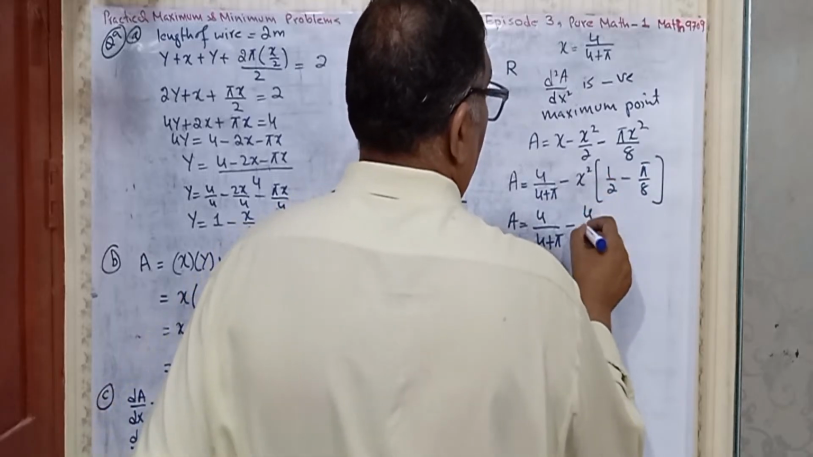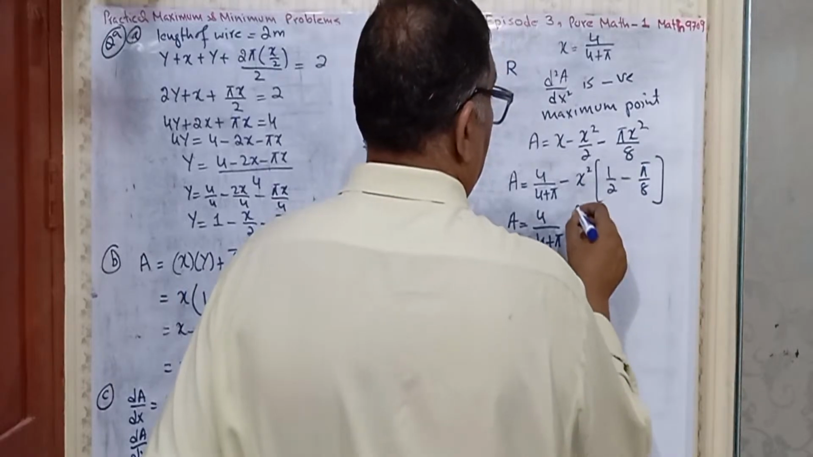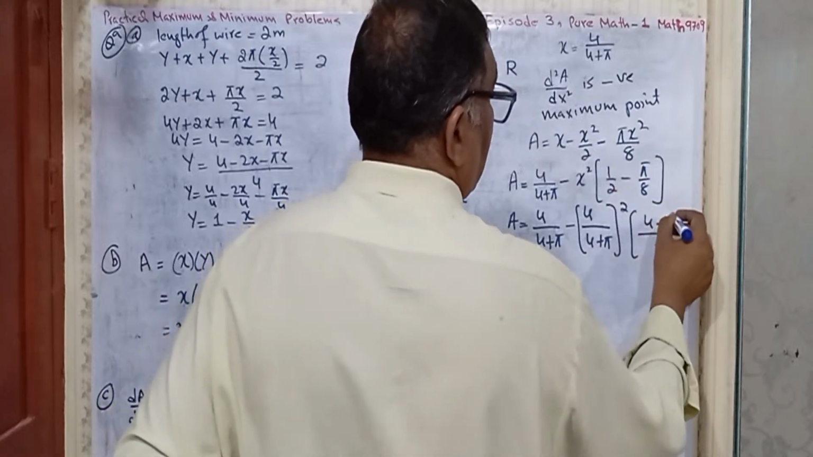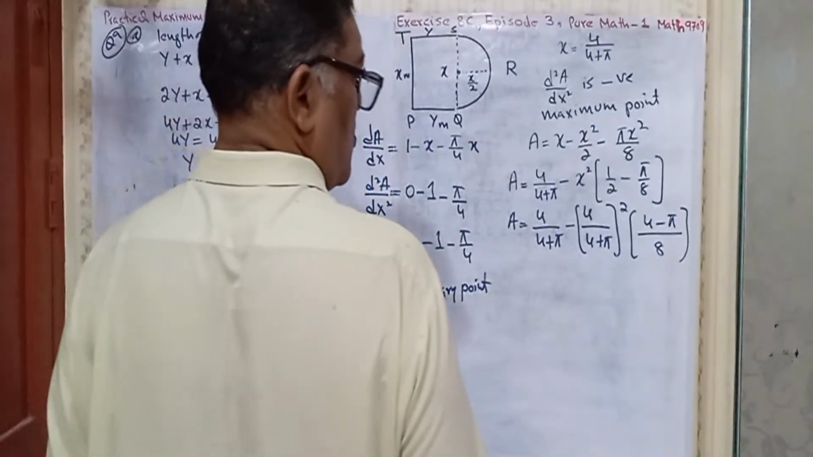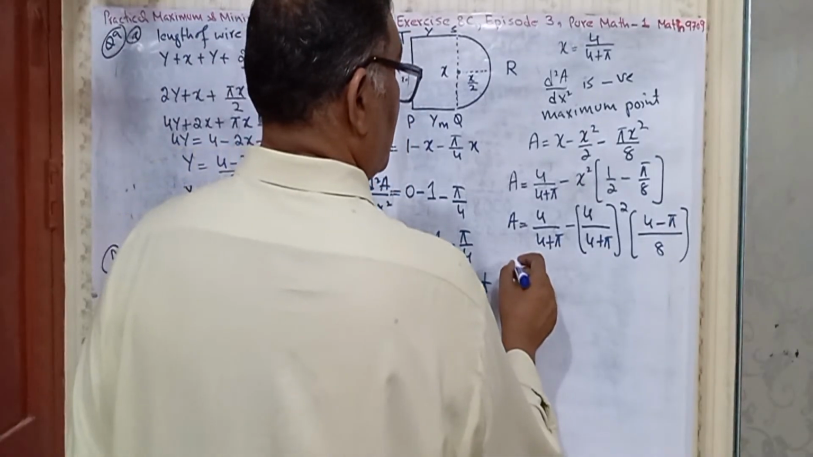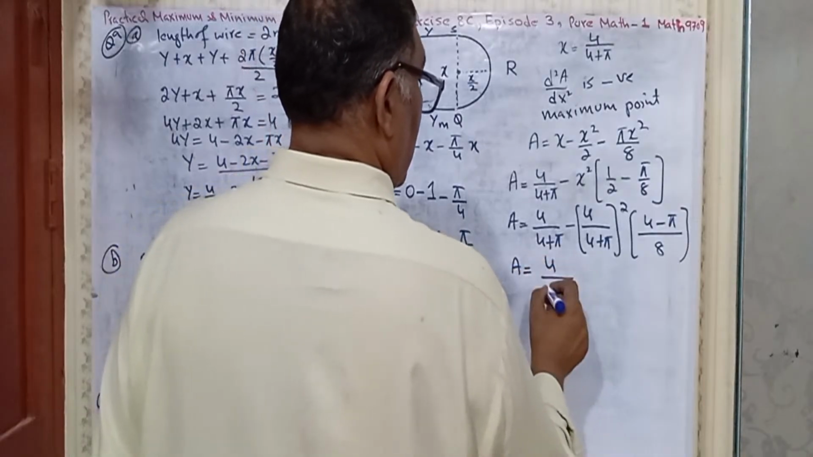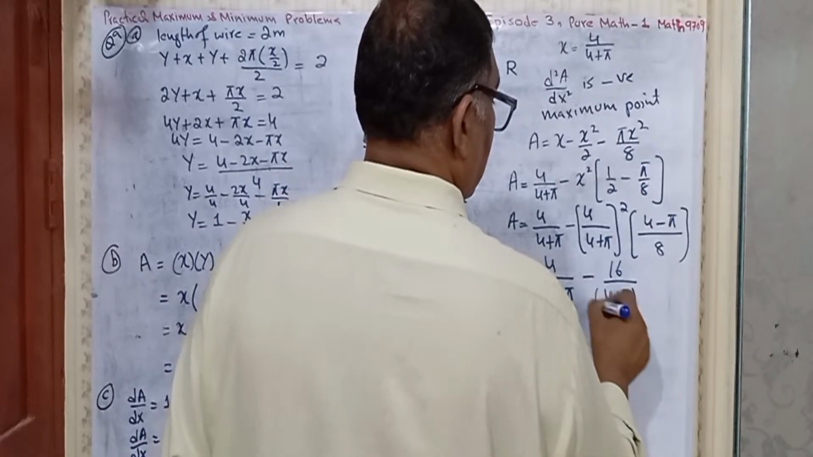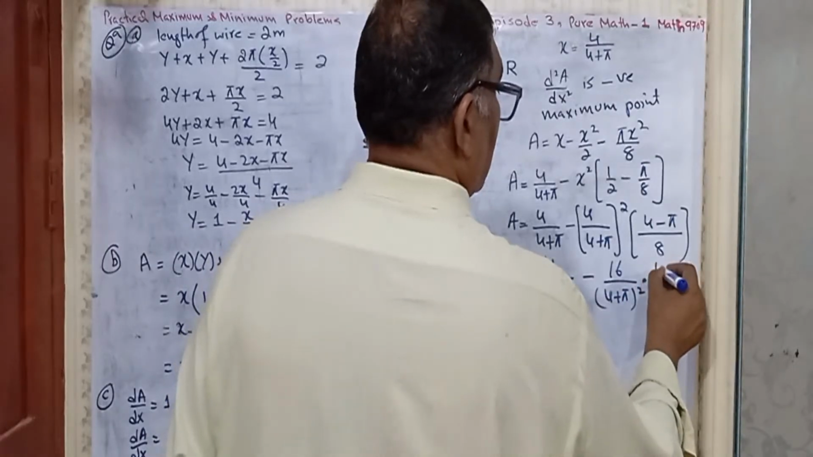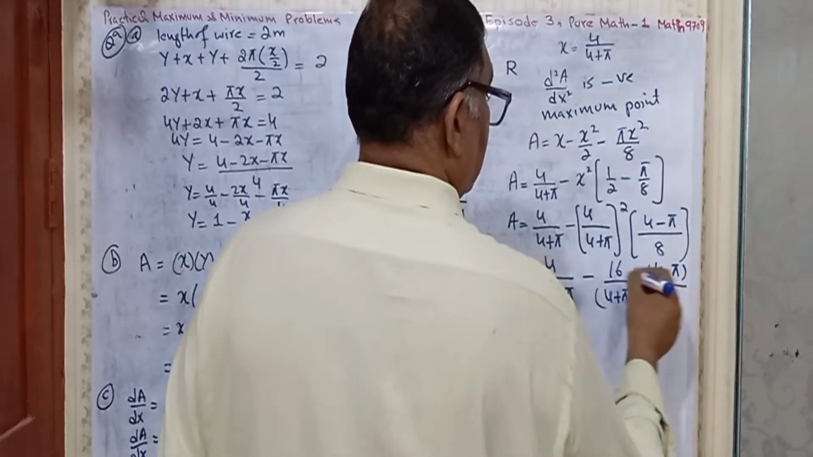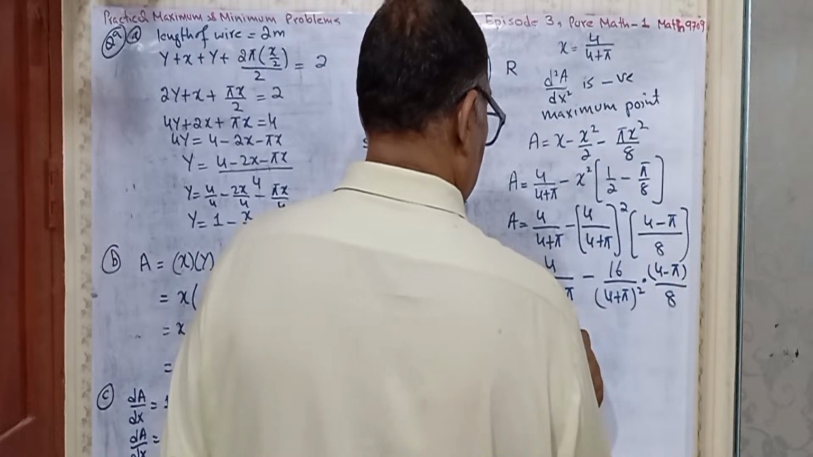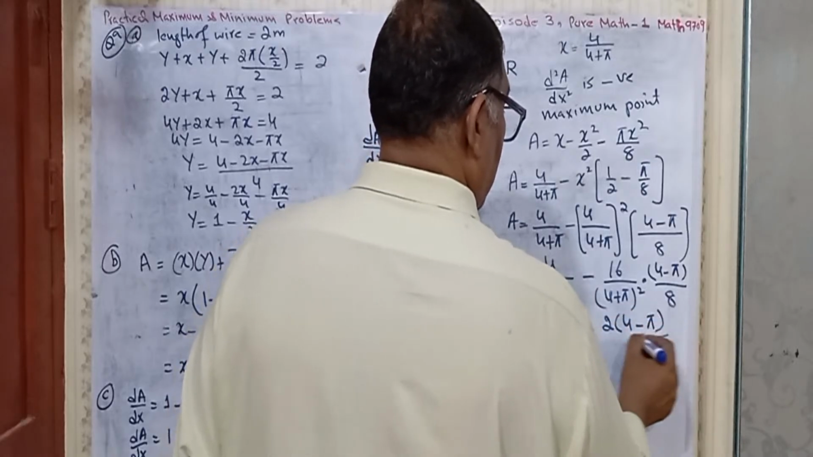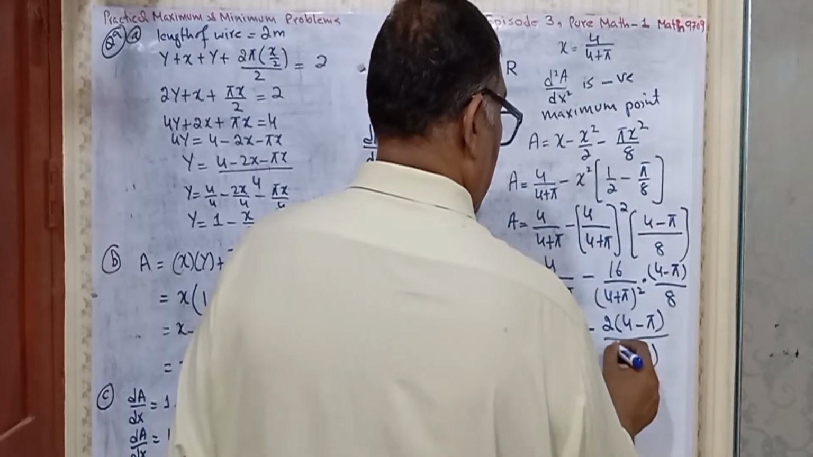This is 4 divided by the 4 plus pi, and it has a square on it. And this is 8, so 4 minus pi. Okay, so what can I do? This will be 4 divided by 4 plus pi minus, this will become 16, this is 4 plus pi, and this is 4 minus pi divided by the 8. This will be cancelled. So you will have 4 divided by the 4 plus pi. This becomes 2 into the 4 minus pi divided by the 4 plus pi whole square.